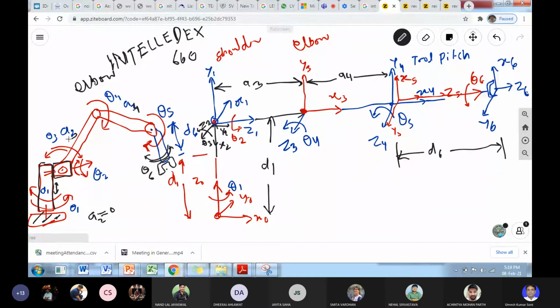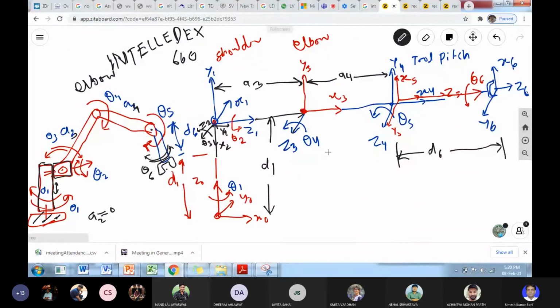Now the link length A3 is represented here, and again here the elbow joint is there, and the elbow joint can rotate with theta 4, along the z3 axis. Another link here A4, a fixed length, is along x3. Now we travel towards the tool, and we reach up to joint 5.